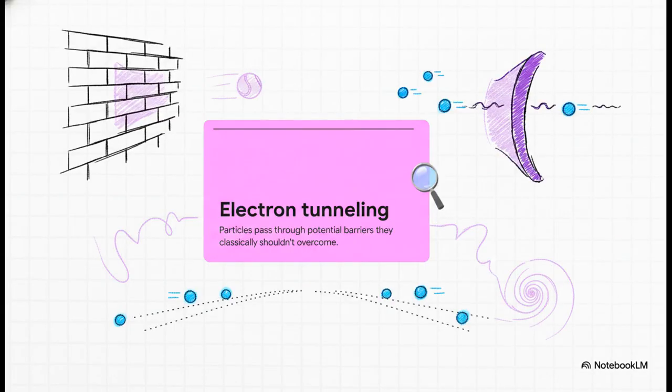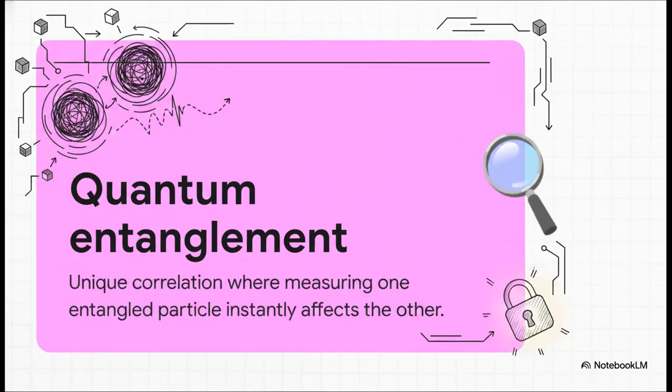Then there's electron tunneling. Okay, think about throwing a tennis ball at a solid brick wall. Classical physics says it bounces right back, right? It just doesn't have the energy to go through. But at the nanoscale, electrons can literally pass through potential energy barriers they classically shouldn't be able to overcome. They essentially just teleport to the other side. It completely defies our everyday logic, but this probability skyrockets at incredibly short nanoscale distances, which fundamentally changes how electricity flows.